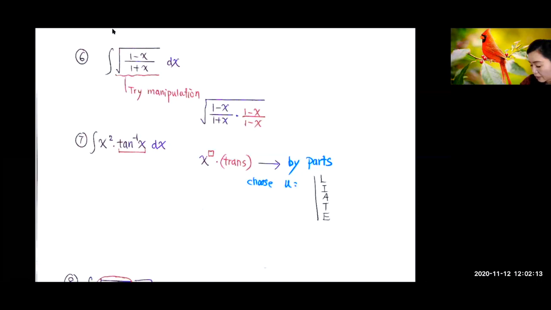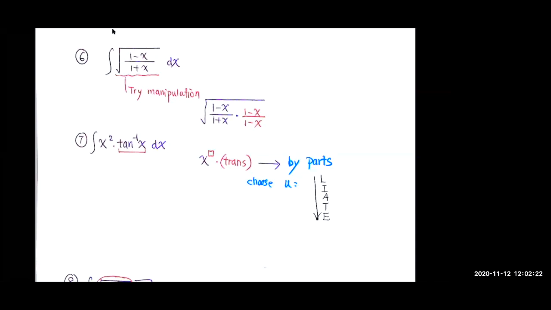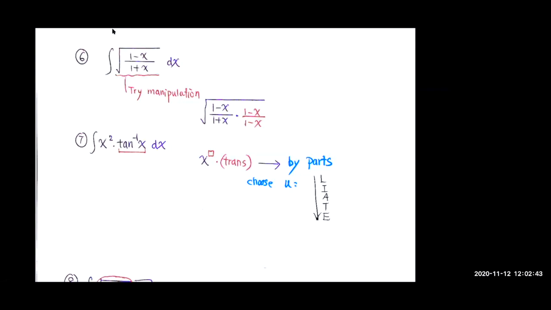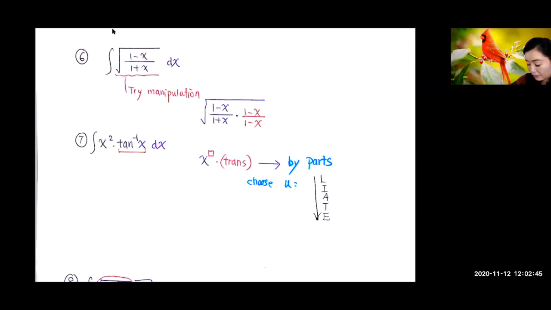Go down this way. Which one do we want to be u over here? The x squared, because it's algebraic, which is above the trig functions. So we choose the x squared, right? Almost, but be careful with this. This is actually an inverse trig function. Remember, inverse trig.